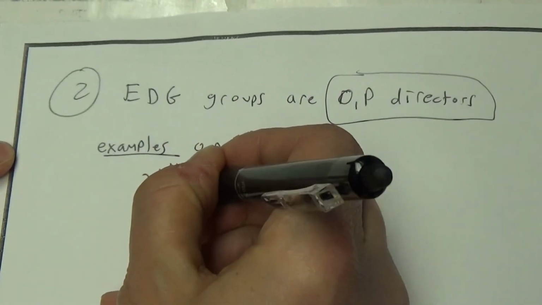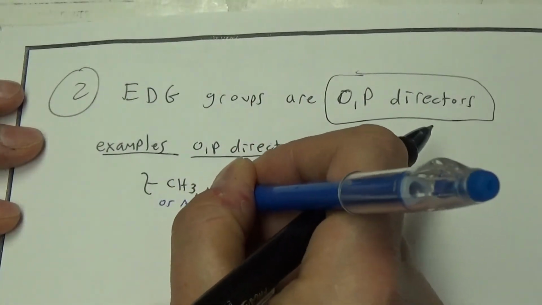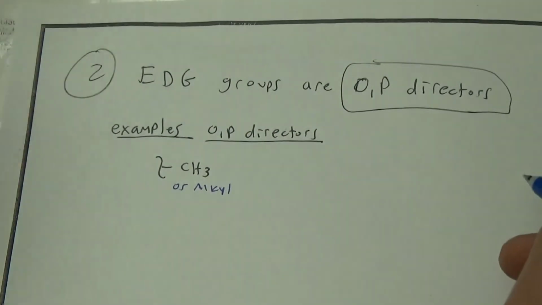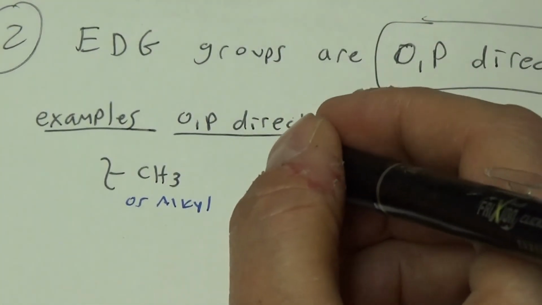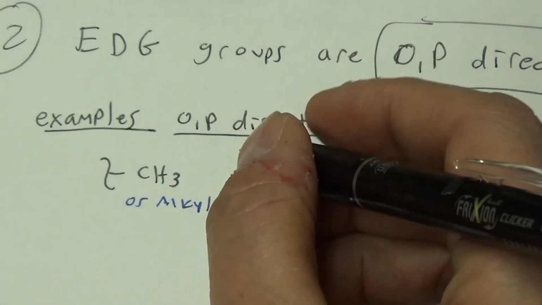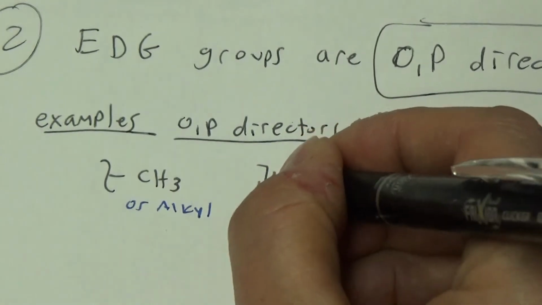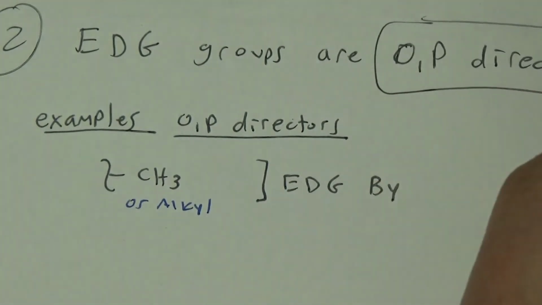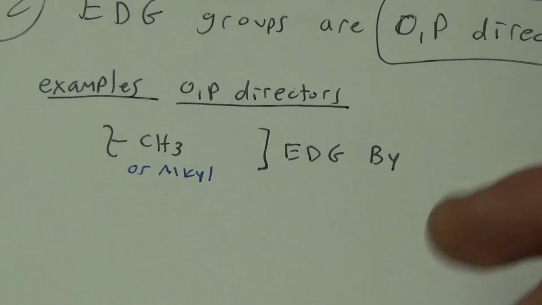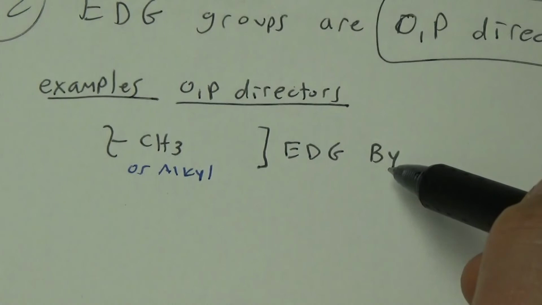Methyl, we'll say, or alkyl. So this could be methyl, ethyl, whatever. There are other alkyl ones that do the same thing. And this is an electron donating group by induction or resonance? Is it donating electrons through induction or resonance?